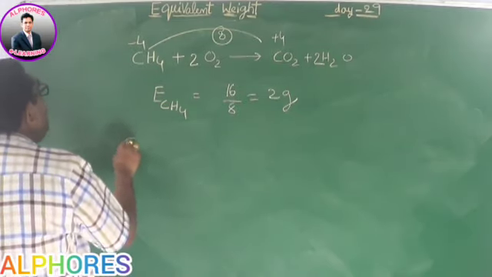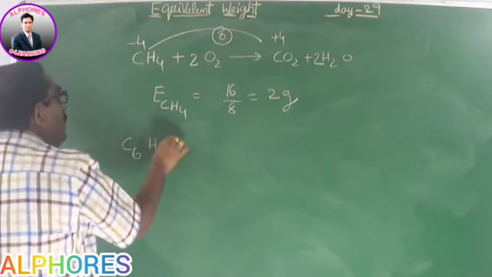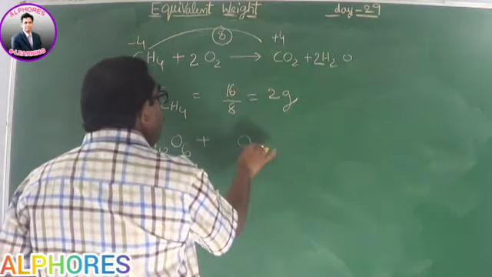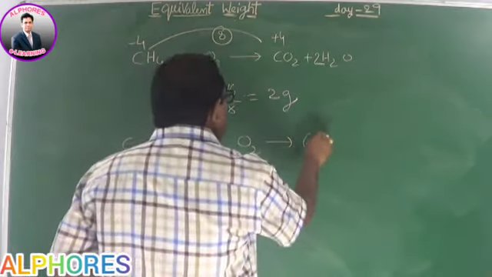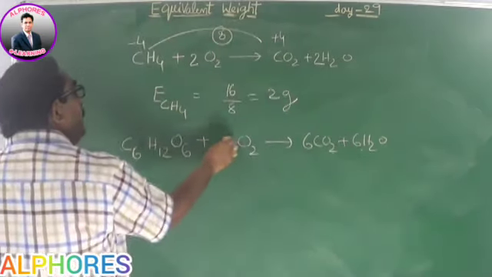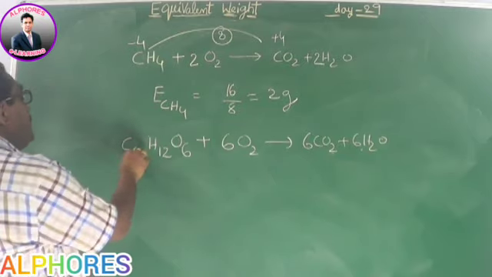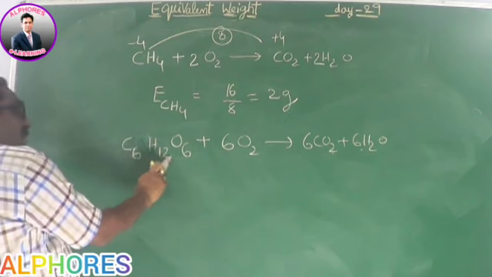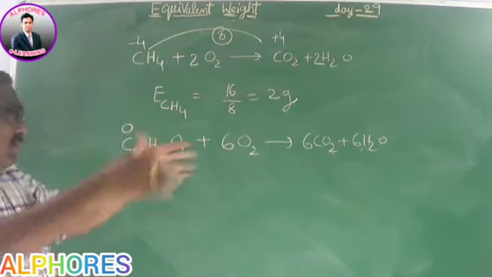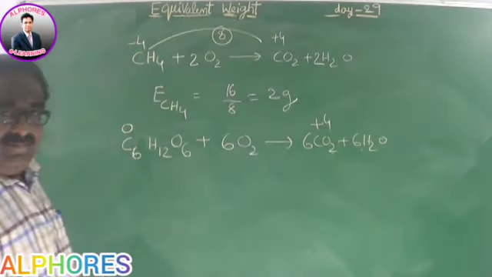Let me explain one more example. C6H12O6, glucose. Let me write the combustion for this one also. 6 carbons, 6 CO2, 12 hydrogens, 6 H2O, 12 plus 6, 18, already 6 are there, so 6. That is the balanced equation. Here if you calculate the oxidation state of carbon, +2 for all hydrogens, oxygens -12, so carbon is 0. Here it is carbon +4.